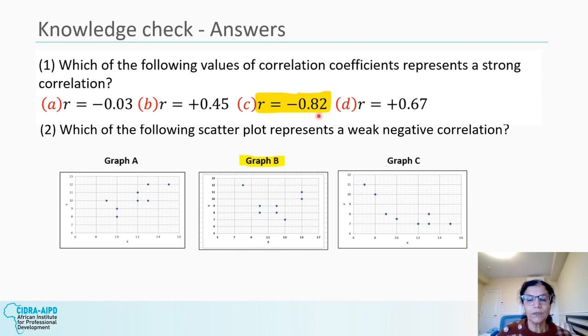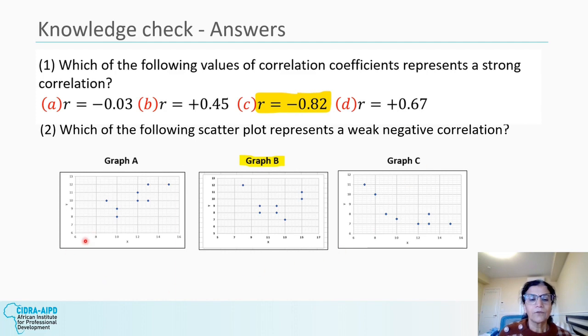Negative 0.82, even though it has a negative sign, it is very close to negative 1. This is not very close as compared to this. This is very negligible, less than 0.1. This is somewhat weak correlation. This is somewhat strong correlation, but this is strong negative correlation.